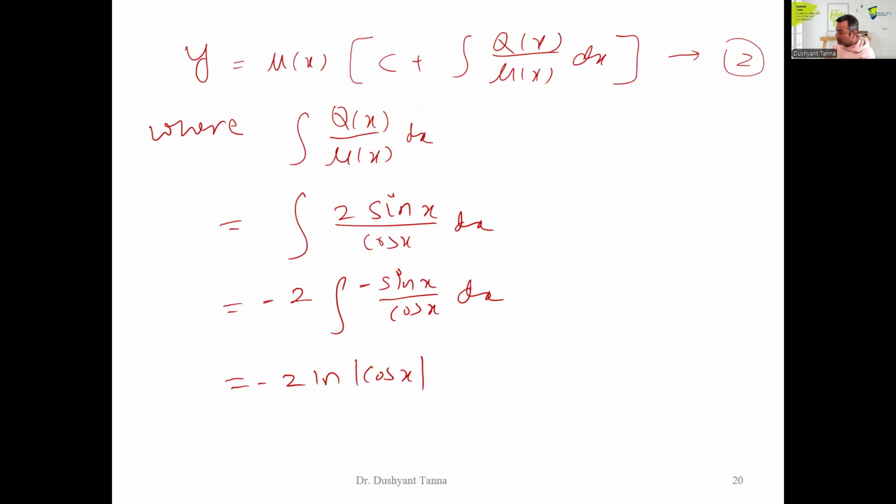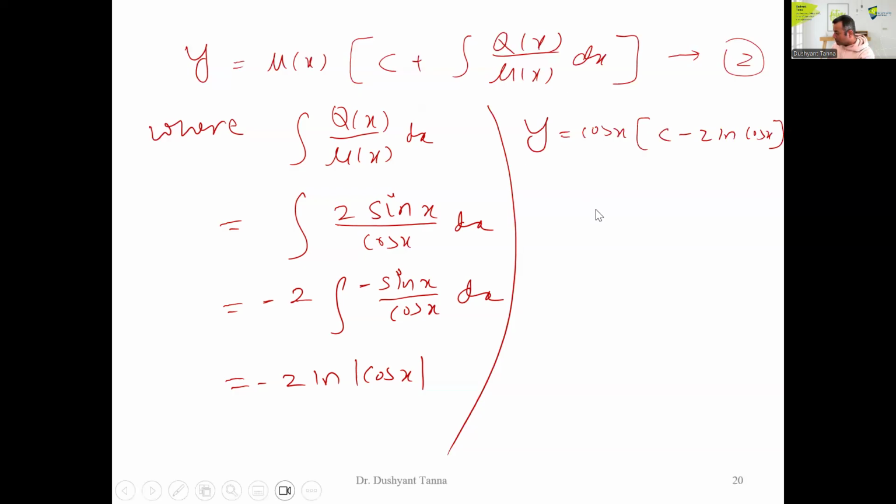Oops, I ran out of space. Okay, I'll use this part. So from 2, your y, which is mu x, is cos x, and this is minus 2 ln cos x. That's it. Okay, we just simplify. What can we simplify? You can multiply with cos inside, but that's not going to simplify anything. So I think that's it. Y is equal to cos x bracket c minus 2 ln cos x. That's your answer.